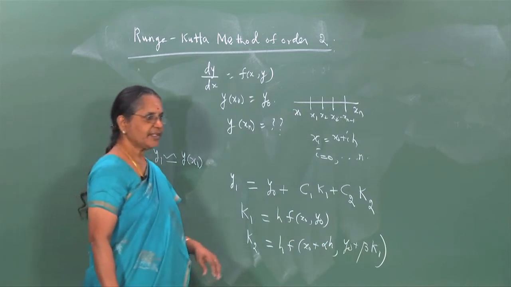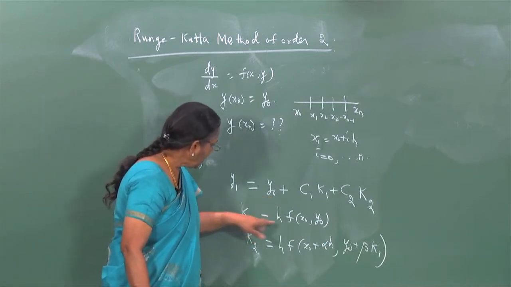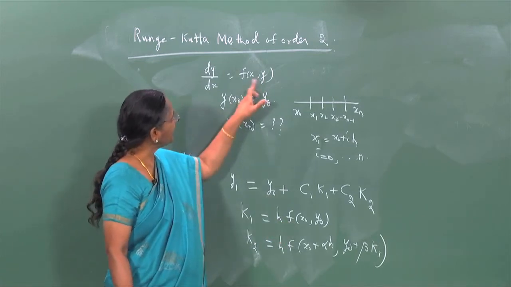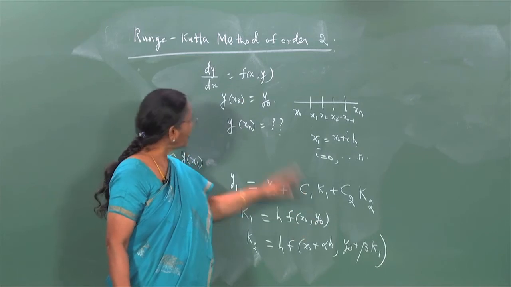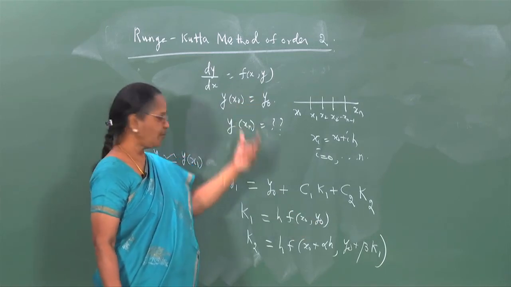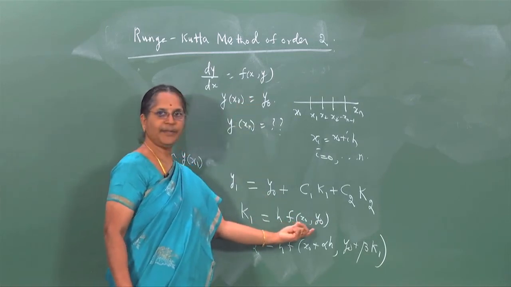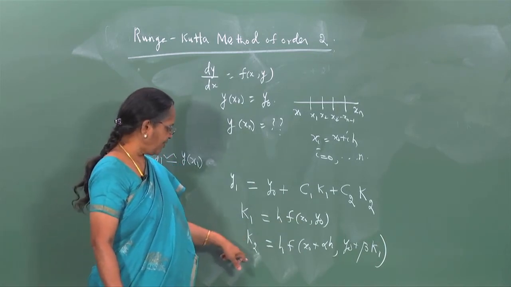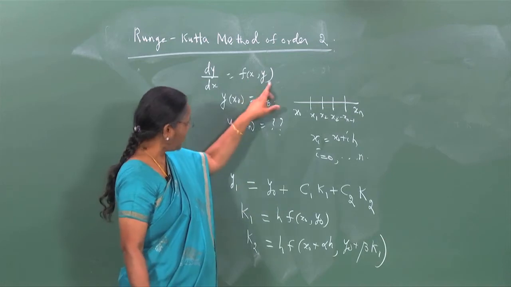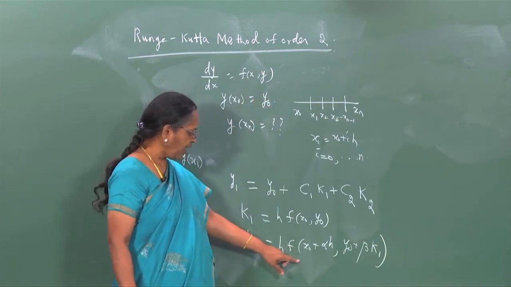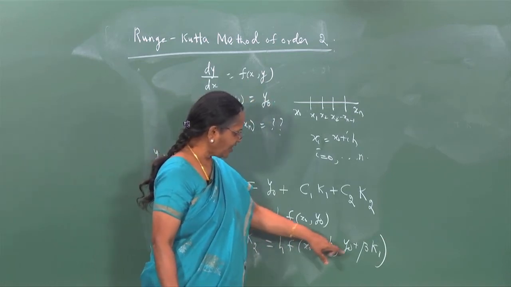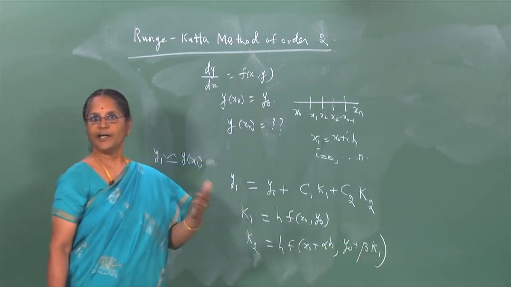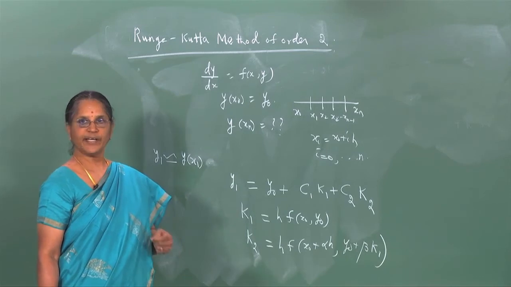So, you observe that k1 involves evaluation of the function f which appears here at x naught, y naught, and we know both x naught and y naught. So, immediately this can be obtained. And what is k2? That again involves evaluation of the same function, but now at a point x naught plus alpha h comma y naught plus beta k1, where again alpha and beta are constants to be determined.